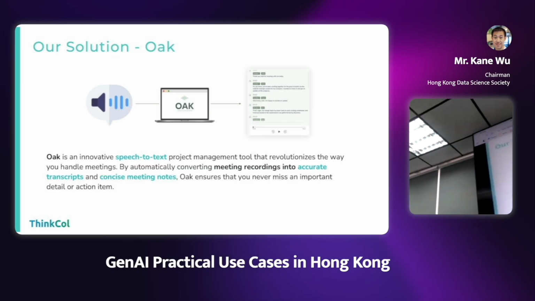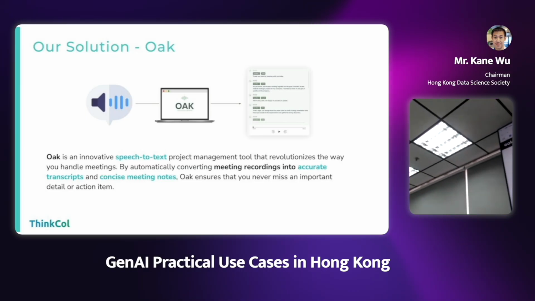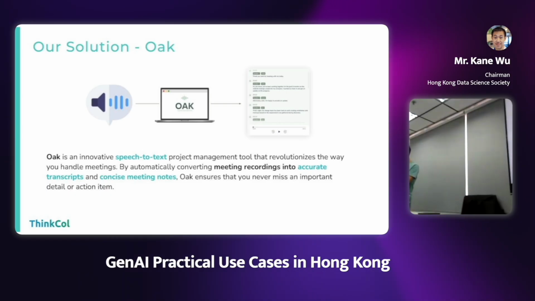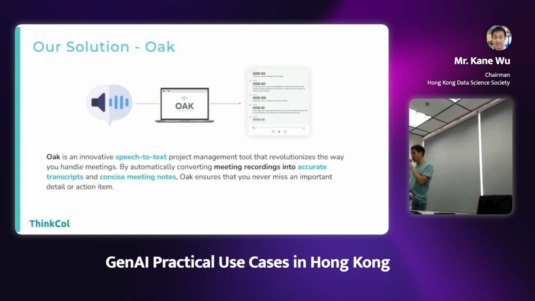So here, this is the solution that we built. It's called Oak. Refresh it just in case. Here you can just record, or you can import whatever recording you have, and afterwards it will automatically create a transcript of everything you say. This is all done by GenAI. So for example, here you've got play.